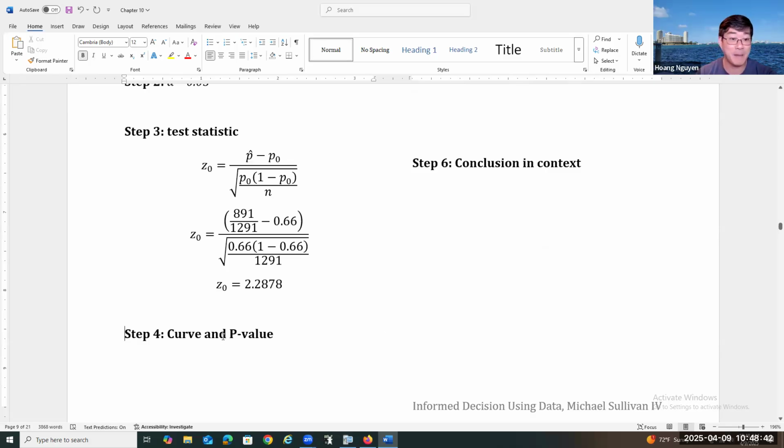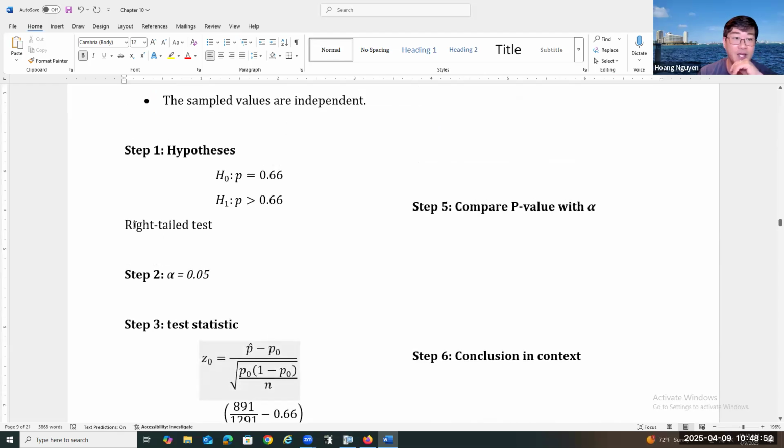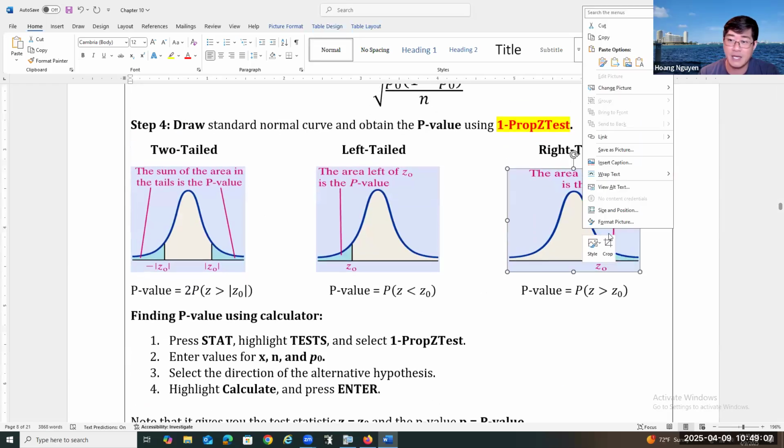That's good. Now step number 4, we're going to calculate the p-value. For step number 4, you need to draw the curve and calculate the p-value. Before you can draw the curve, you might need to take a look at step number 1 to determine the tail that we have for the hypothesis, right? Based on step number 1, we know this is a right tail test.